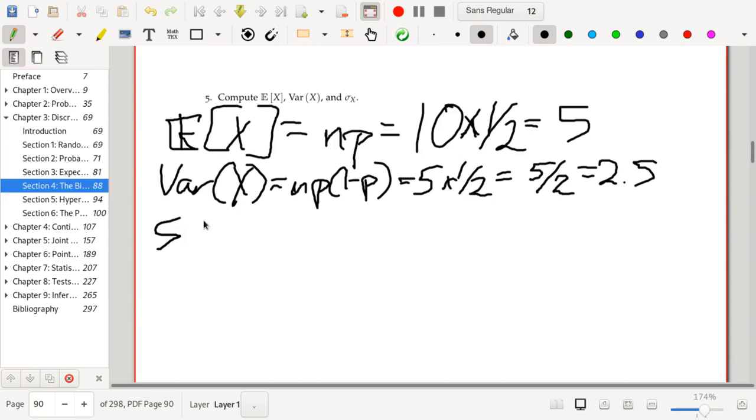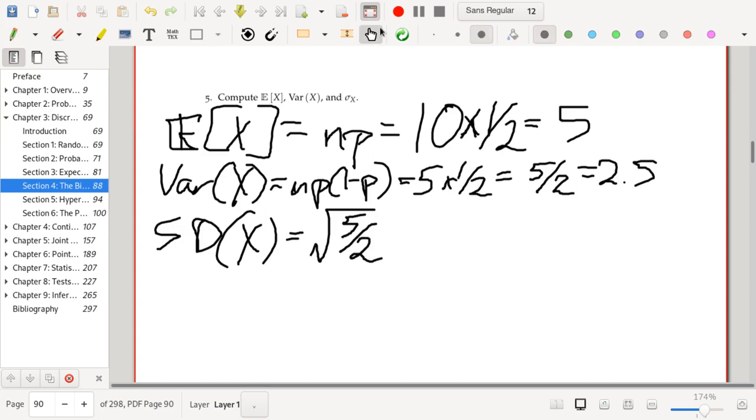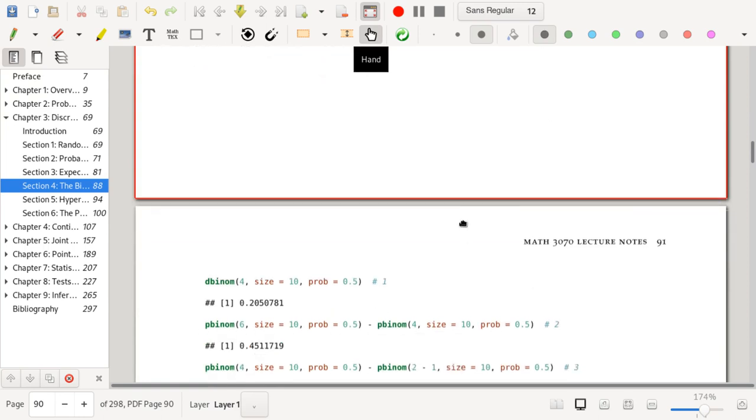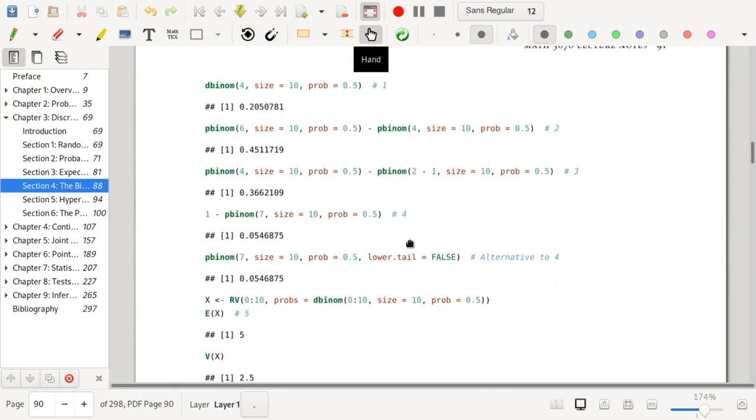The standard deviation of x is going to be the square root of 5 halves. I don't know what that is off the top of my head, so we can just leave it like that. That's fine. All right, R functions that are doing this stuff? Well, I think we just did it. So some of this is completely redundant.